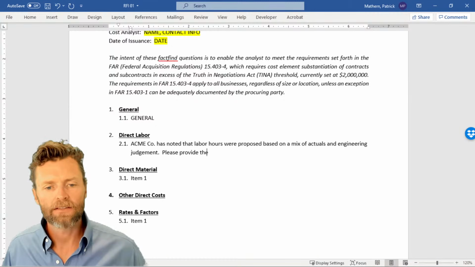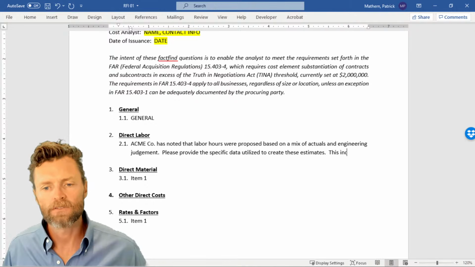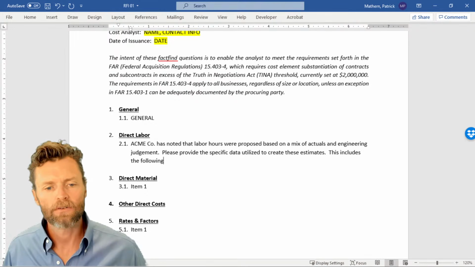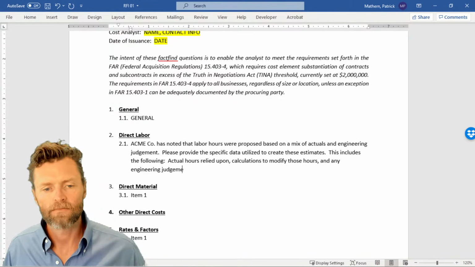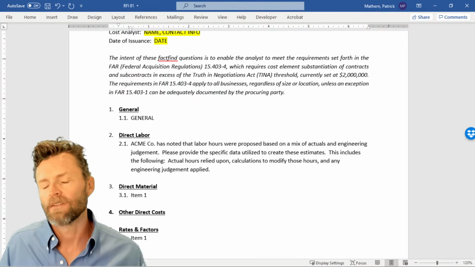Please provide the specific data utilized to create these estimates. This includes the following: actual hours relied upon, calculations to modify those hours, and the engineering judgment applied. This is very high level.